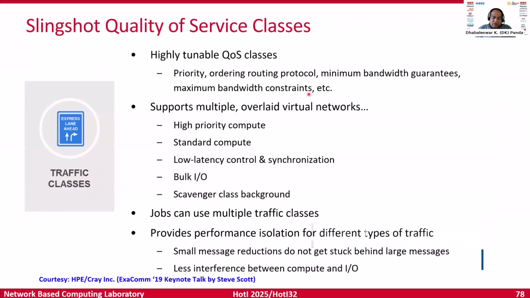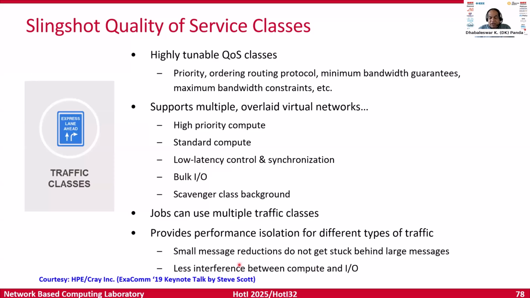So here they provide these two kinds of features. From the QoS perspective, I talked about this a little bit earlier. We discussed these service levels, virtual lanes. So very similar to InfiniBand and other networks, they provide QoS classes. You can support multiple overlaid virtual networks. So you can define the traffic classes. And just like it says here, you can avoid head-of-line blocking.